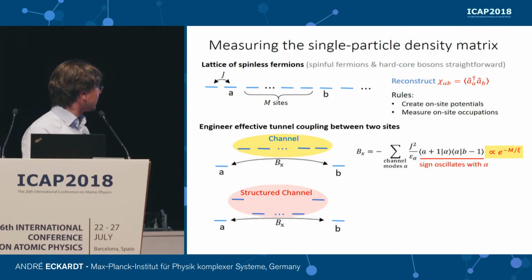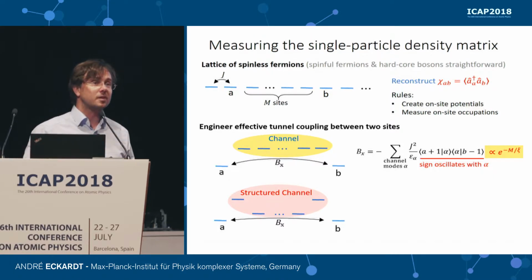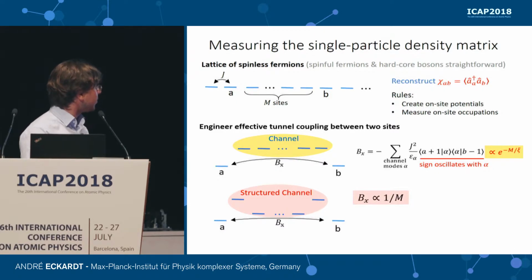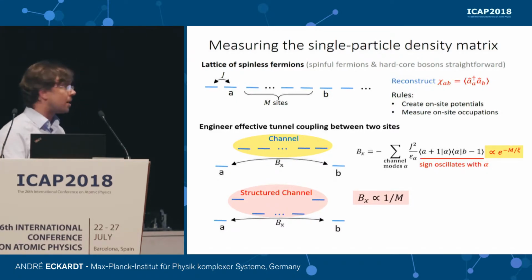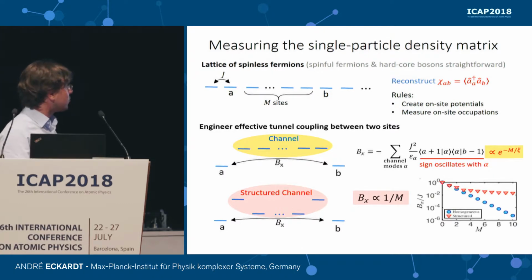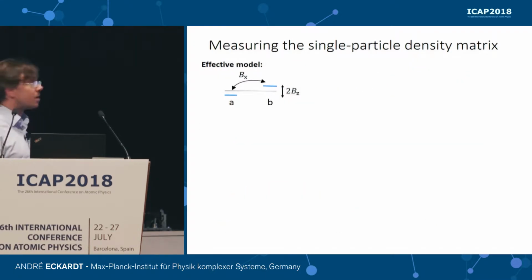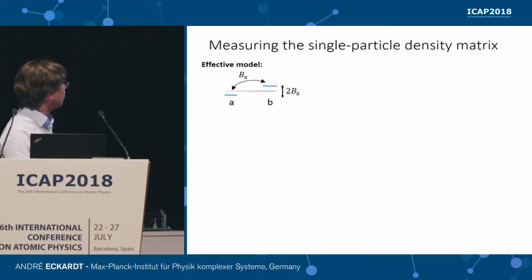A way out of this is if you structure your channel in a clever way, namely by introducing some barriers at the edges, and then in the middle have some sites whose energy is close to this A and B subspace. In this way you can single out a single channel state which predominantly leads to the coupling, and then you can get something like 1 over m. I will not go into the details here, but you can really see, if you compare the coupling for the homogeneous channel with that for the structured channel, that it's much better, and you can also show that you have this law. Okay, so now you have created an effective Hamiltonian like this. In addition to the coupling, you can also make an offset here.